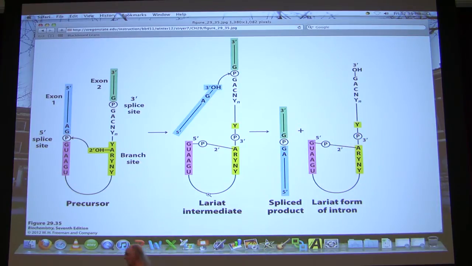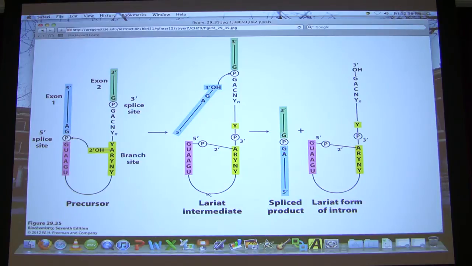What good is the lariat? Everybody always asks me. Typically, lariats are simply degraded. But a few lariats have coding in here. And occasionally, there are genes that are actually translated from the lariat. It doesn't always happen, but there are a few cases where that does happen. Lariats are just mostly thrown away.